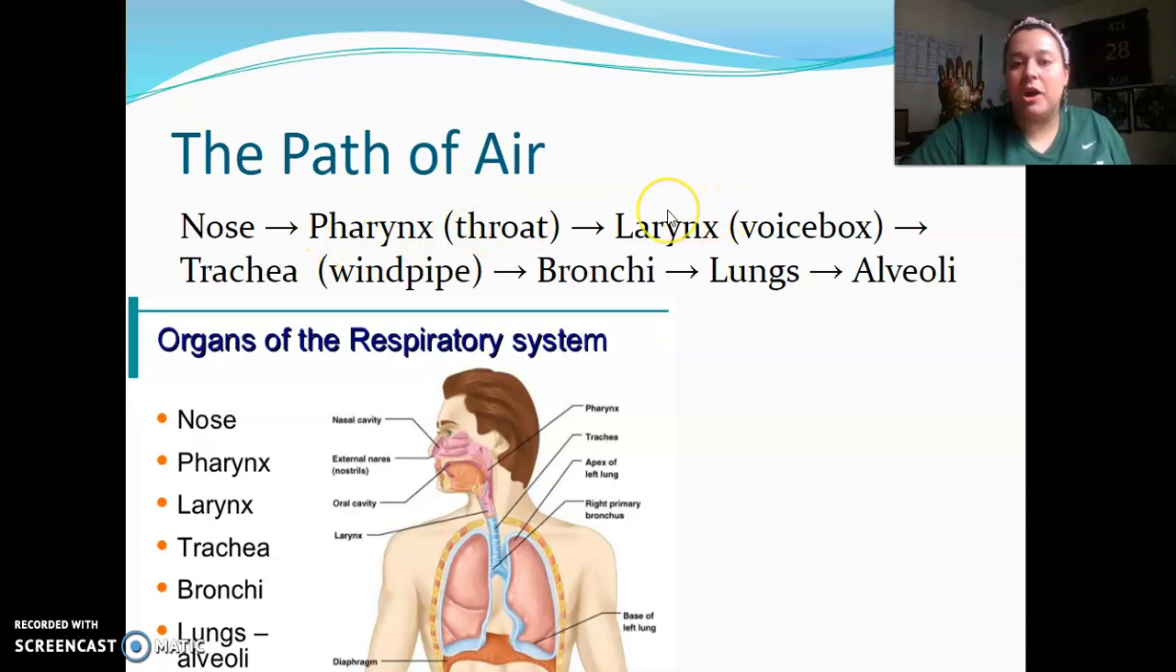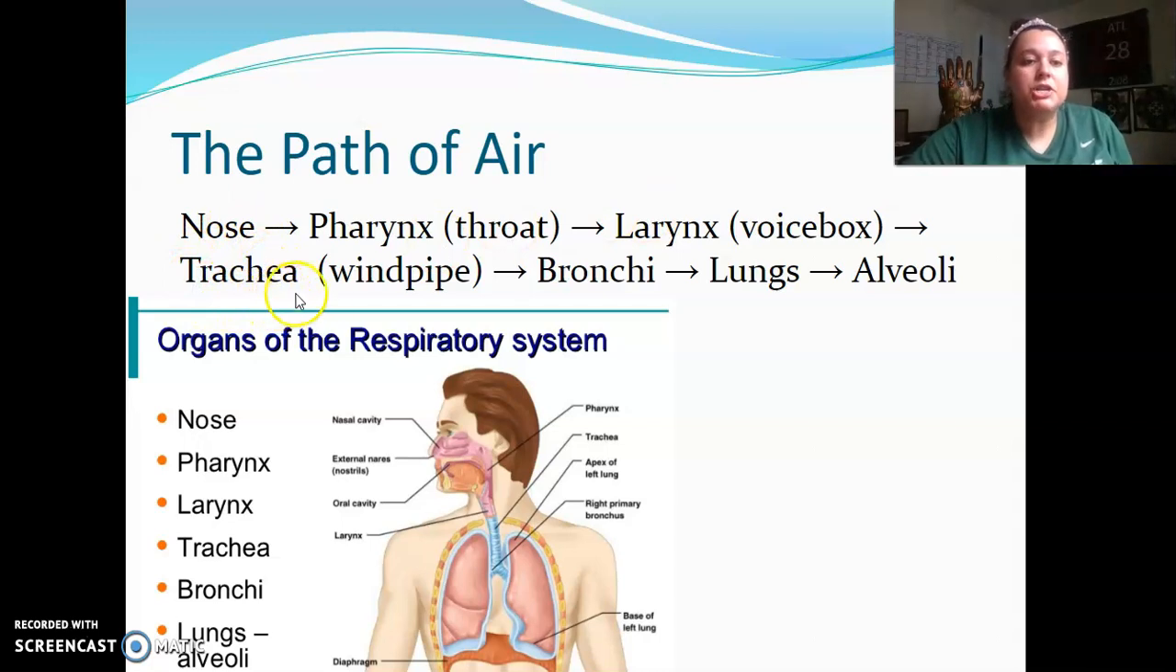The next part, and you can actually feel this, is your voice box. If you rub your throat where your Adam's apple is, you'll feel some cartilage. With your voice box, the larynx, you also have your vocal cords. And that's where your sound and your voice comes out of.